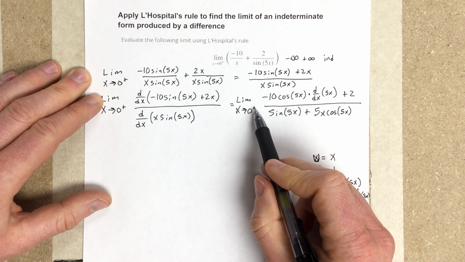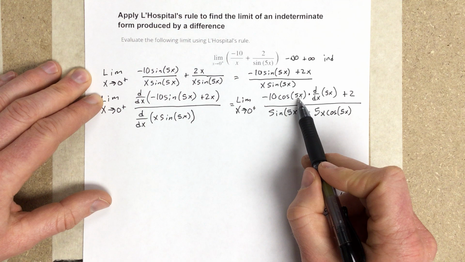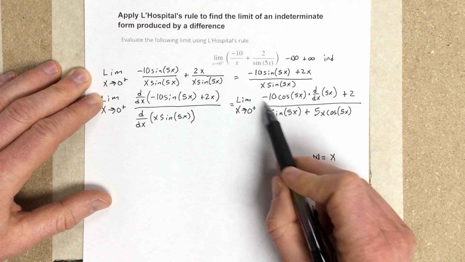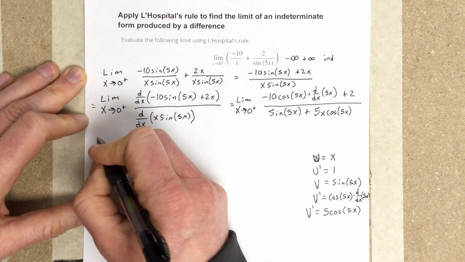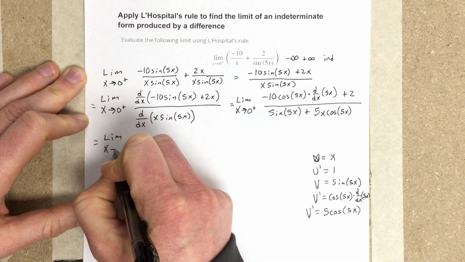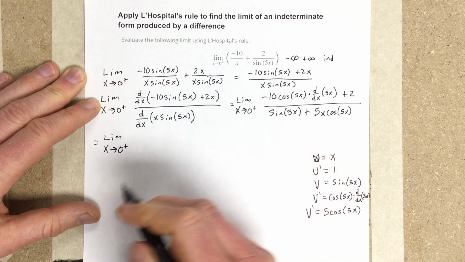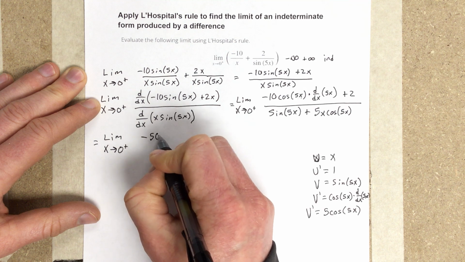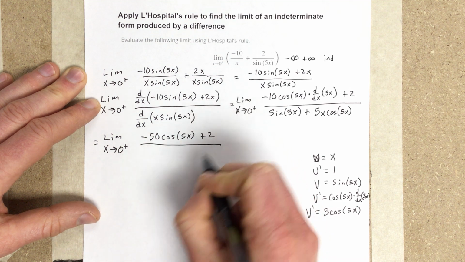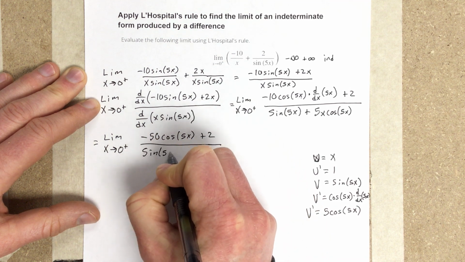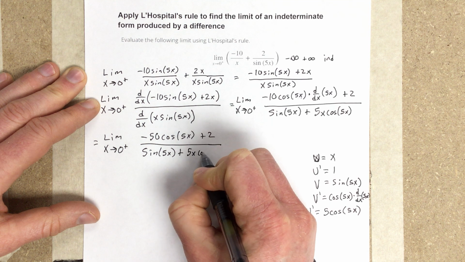And then I need to evaluate this. Plug in 0. I get cosine 5x, cosine of 0 is 1. Oh, before I plug in 0, I need to do this derivative here. That's my bad. So let's take the derivative of 5x. So we get the limit as x approaches 0 from the right, and derivative of 5x is 5, so that's negative 50 cosine 5x plus 2 over sine 5x plus 5x cosine 5x.